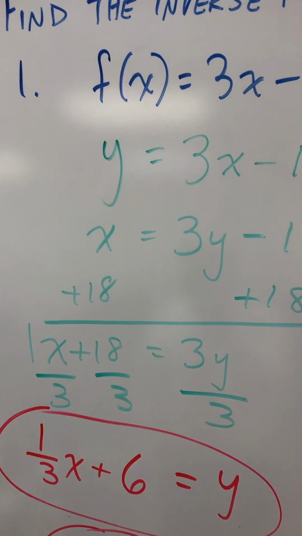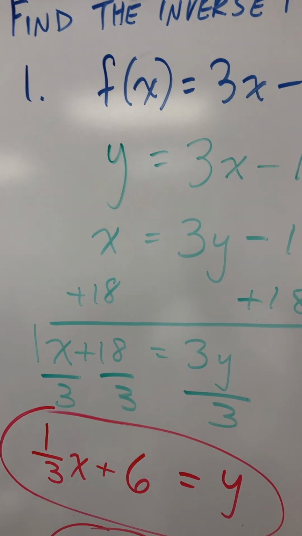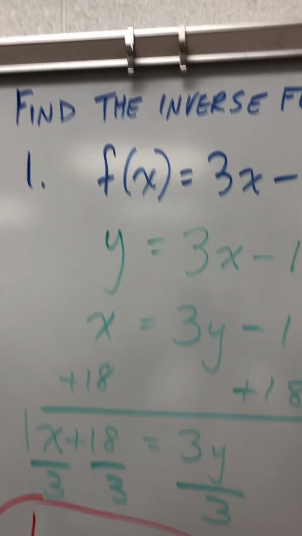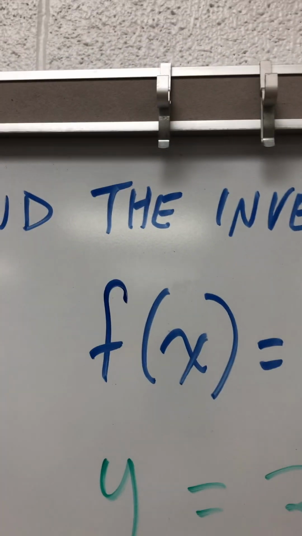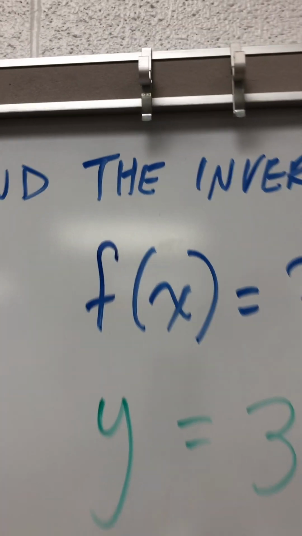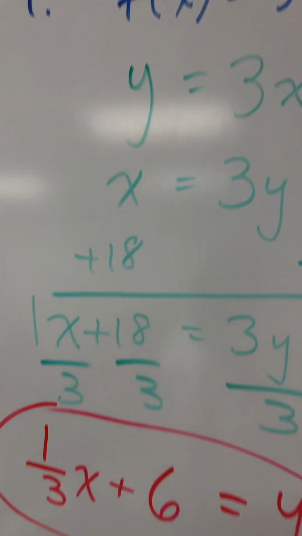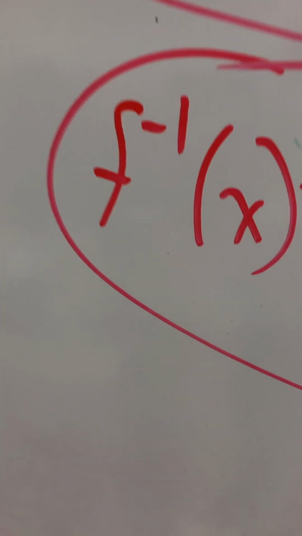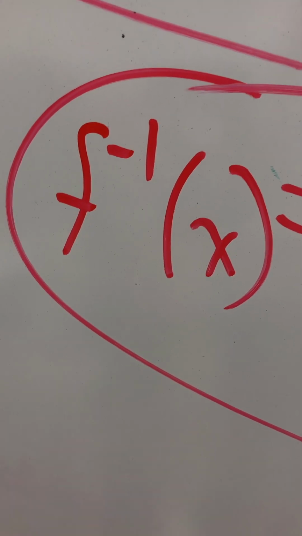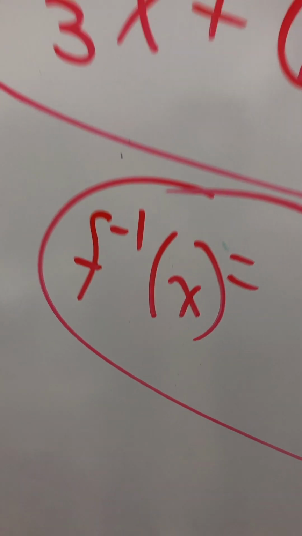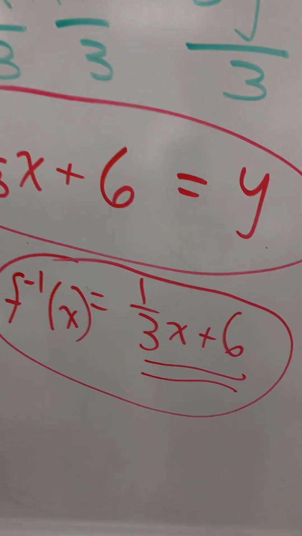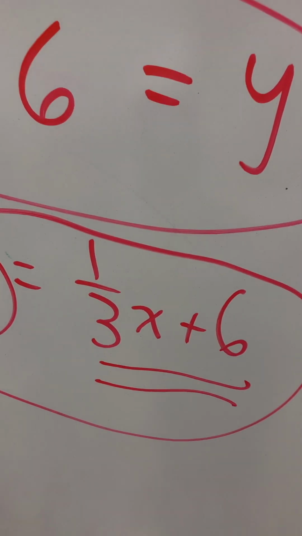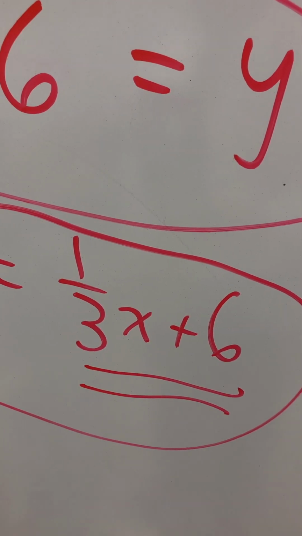And by the way, because the original problem is f of x, the answer on Delta Math is already written there for you, so you won't even have to type it in. We'll say f of -1 of x. That means the inverse of x. But all you have to type in would be 1/3 x plus 6. And that's it.